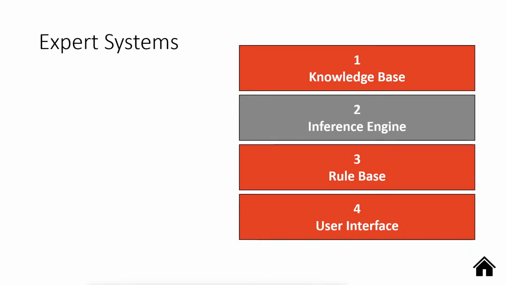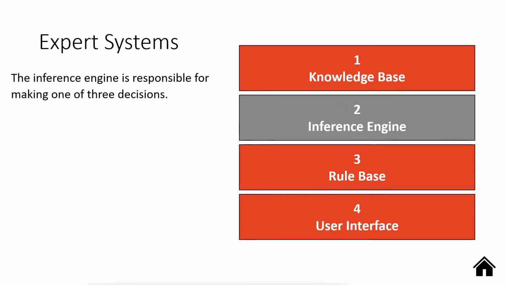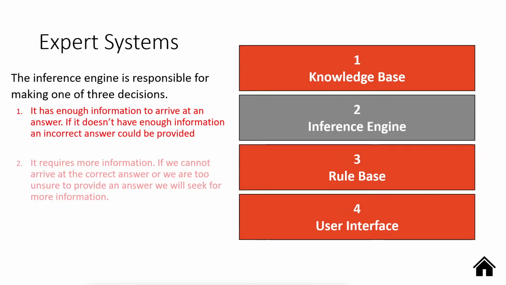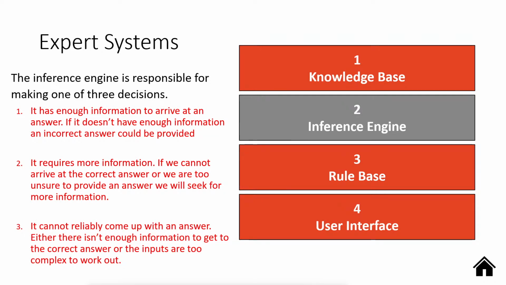So the inference engine has those three options. And the three options are, we've got enough information, output the result, haven't got enough information, ask more questions, or we can't get to a decision. That's what those three things in red say. I've just summarised it for you. Okay, just give you a second to read those.